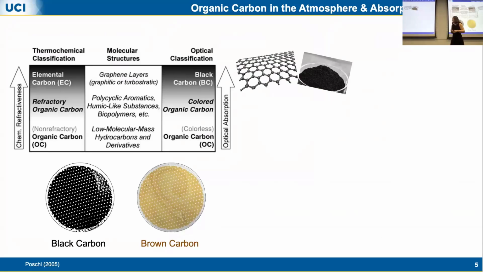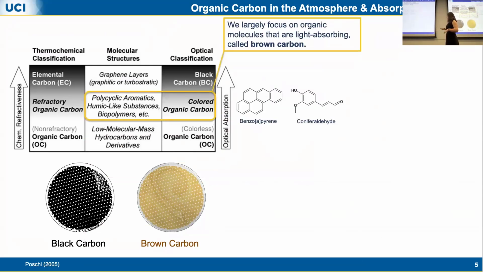And black carbon, sometimes called soot or elemental carbon, is composed of these graphene layers stacked upon each other, and it has really high absorptive properties. And on the other hand, in the middle there is colored organic carbon. So this is where the majority of my talk is going to be focused today. This is on brown carbon. And so polycyclic aromatics make up brown carbon, like benzo[a]pyrene is an example I'm showing here. Other biopolymers and humic-like substances as well.